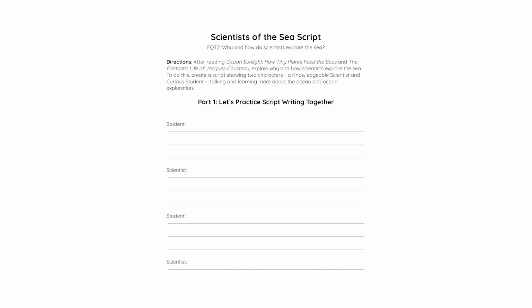1. Start with the 2 characters that will be in all of their scripts, the scientist and the student. 2. Focus on the opening pages of one of the texts. As an example, we'll use Ocean Sunlight, How Tiny Plants Feed the Seas. 3. Read the first 2 pages together.